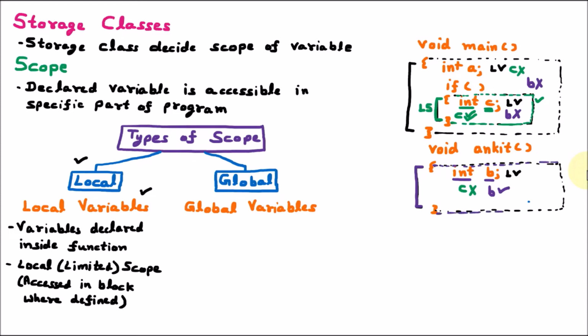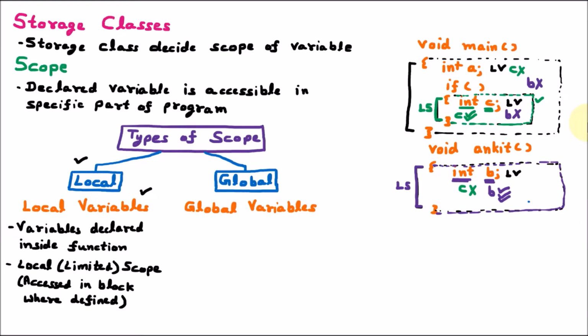So that means b I have declared inside the boundary of Ankit. So here I can access it only inside the boundary of function Ankit. I cannot access it anywhere else. So here b is declared inside the Ankit, and b is also accessible inside the Ankit only. So it is having the local scope. Local means it is accessible locally. Locally means where it is declared, it is accessible only at that place.